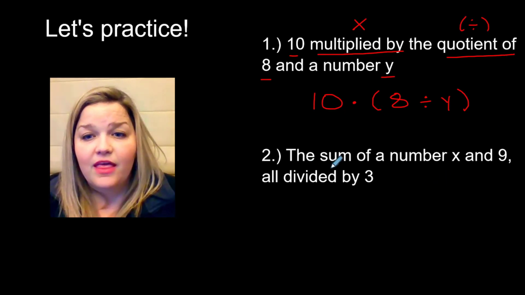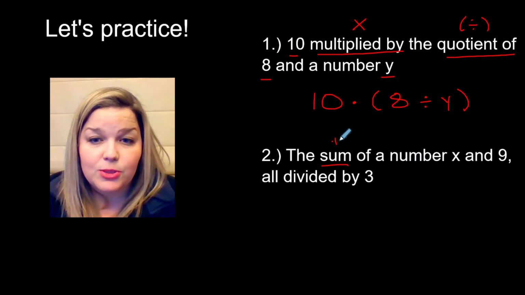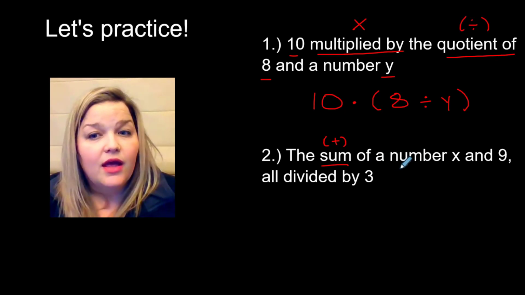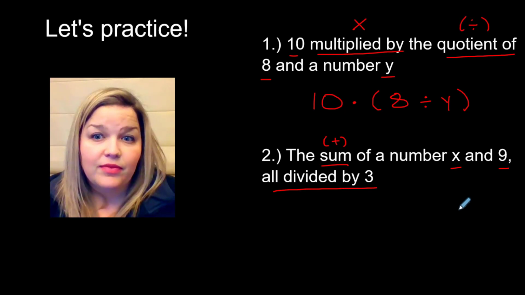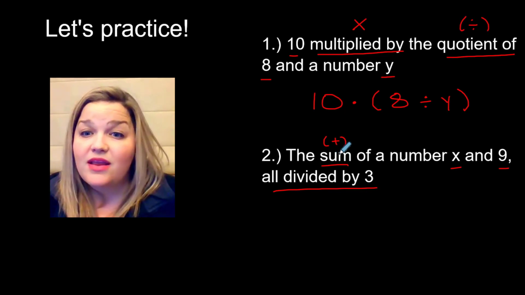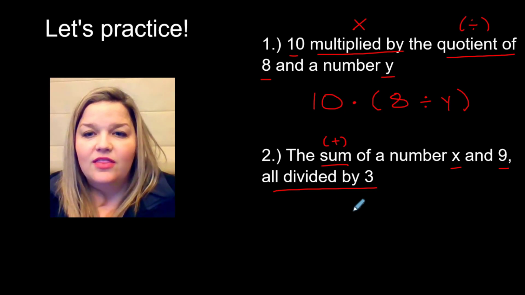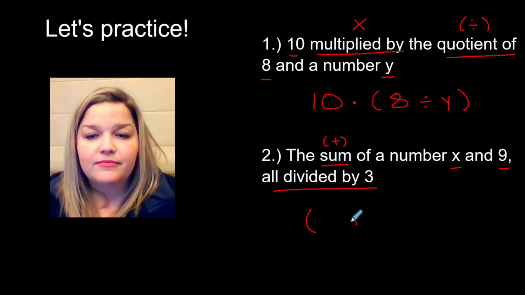Let's try number 2. The sum of a number, sum means the answer to an addition problem, of a number x and 9, all divided by 3. Traditionally in order of operations, division comes before addition. But this word phrase purposefully used the word sum. So let's take a look. This would say the sum of a number x and 9, all divided by 3.